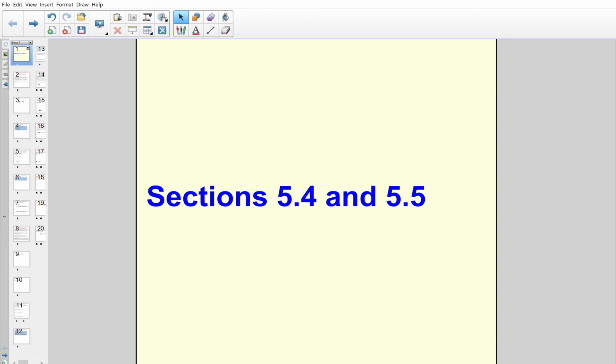Today we're going to cover sections 5.4 and 5.5. You may want to have a calculator handy. These sections contain no variables and are going to be done pretty quickly with a calculator. I'll show you how to do some of it by hand, and it'll be, again, pretty straightforward.